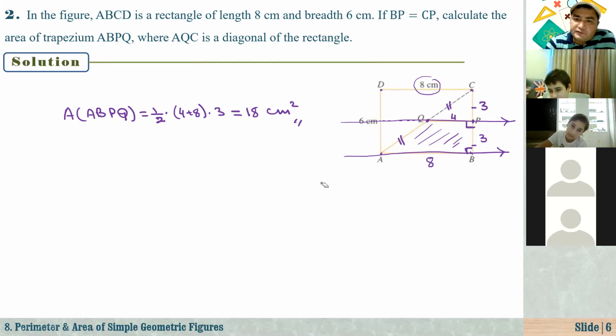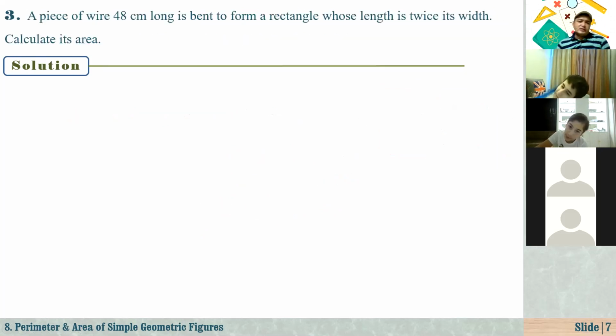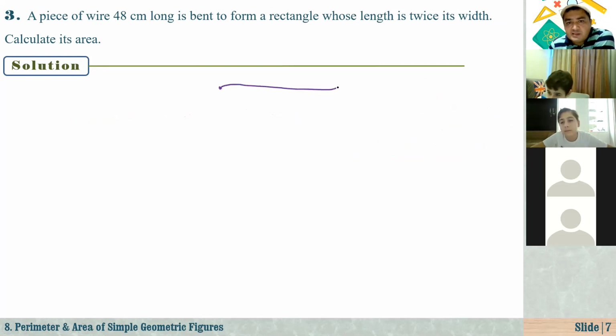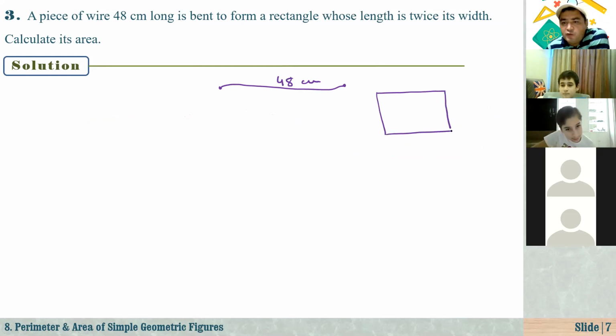Let's continue. One more question. After that, we will finish the class. A piece of wire 48 centimeters long is bent to form a rectangle whose length is twice its width. Calculate its area. So we are talking about a piece of wire. Let's say this is our wire, and the length of this wire is 48 centimeters. I just flattened this. After that, I formed a kind of rectangle using this piece of wire. It says the rectangle's length is twice its width, so its width is W, its length should be 2W.